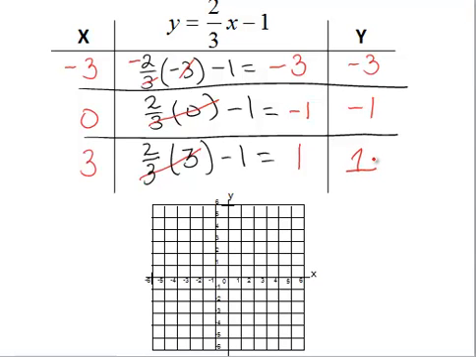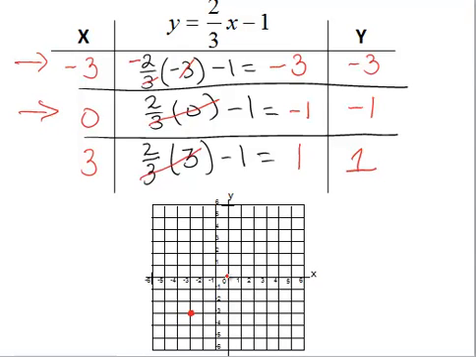Alright. So now we have 3 ordered pairs that we can graph and plot on our coordinate plane. The first of which is -3, -3. So we're looking at this line right here. We start at the origin, move to the left 3, and down 3, and we plot our first point right there. Our second point is right here, and it's 0, -1.